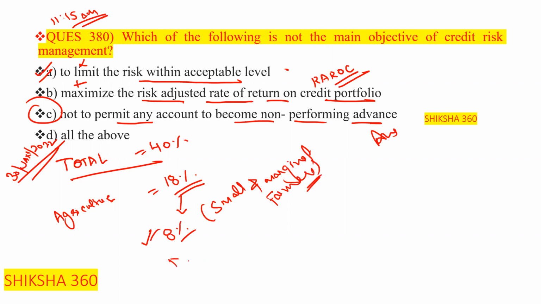And for micro enterprises, 7.5%. And for the weaker section, it is to be 10%. Clear? This is the target for the domestic scheduled commercial banks and for the foreign banks having 20 branches and above. Clear? So now move to the question here.